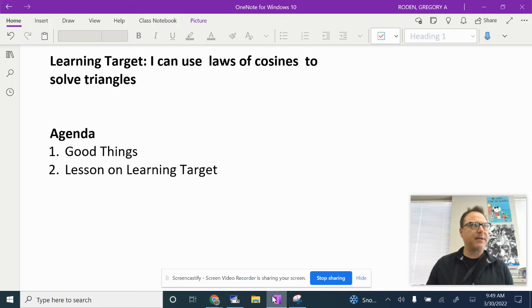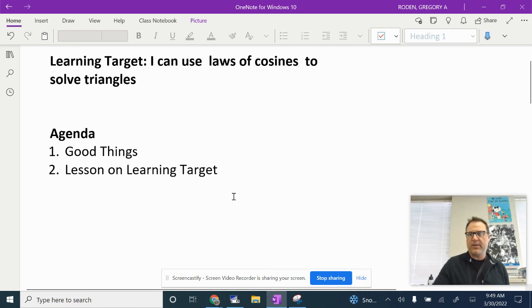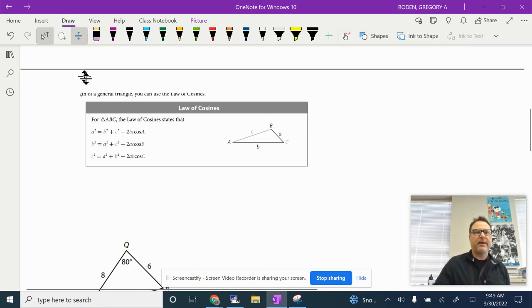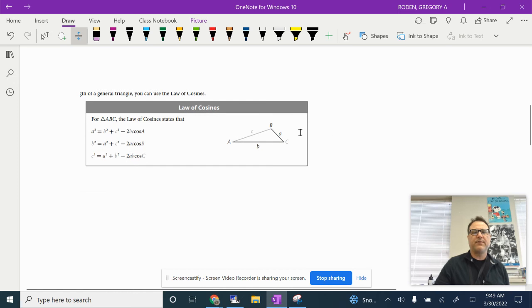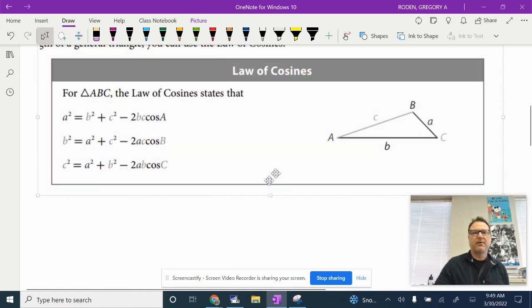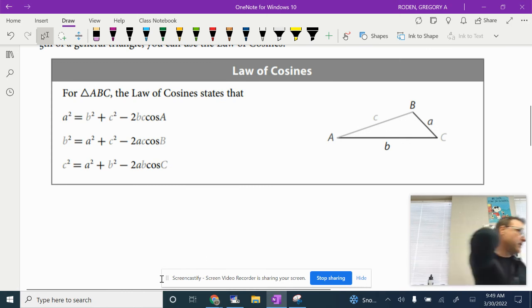All right, so we're coming back to the law of cosines today. Now, I'm just going to give it to you right now, and then we'll use it today, and then we'll see where it comes from tomorrow. All right, so here it is. You want to copy down this box right here. This is the law of cosines. I will make it a bit bigger. How's that? Okay.